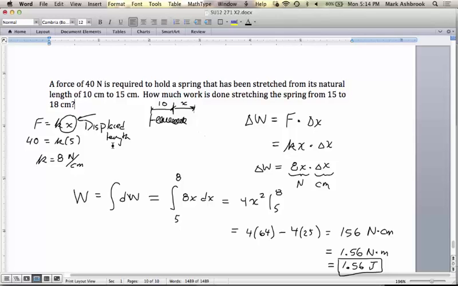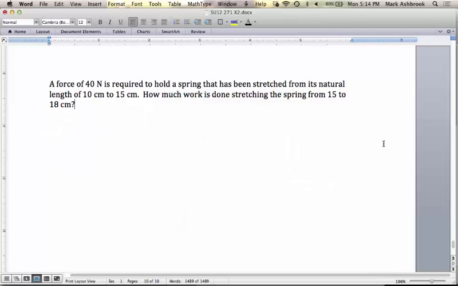So if the spring starts at 15, then it's already been stretched 5, and we're going to stretch it to 8 if it's 18 in the end. Does it help? Yeah. This picture kind of shows it. This is the natural length, and that's where x starts. Okay, questions on that example? Okay. Try something else, or more questions about this?